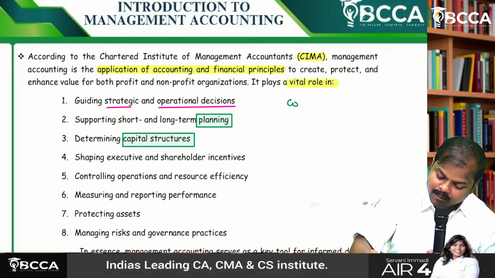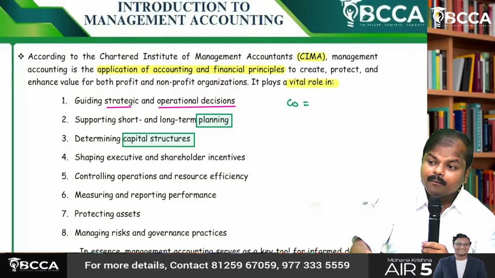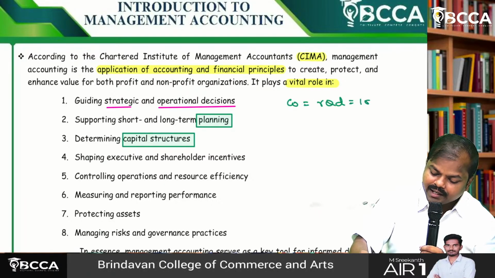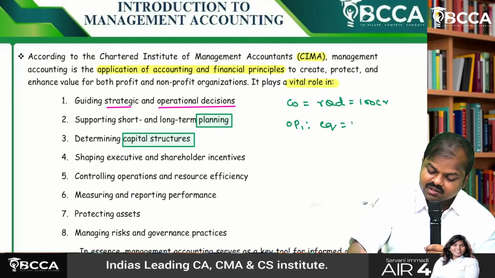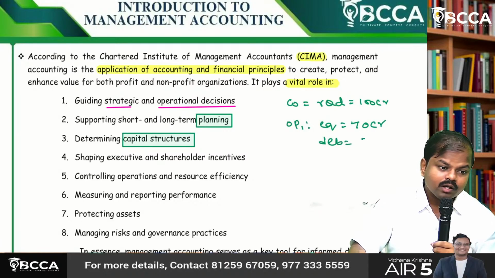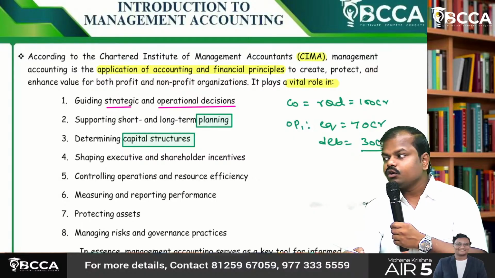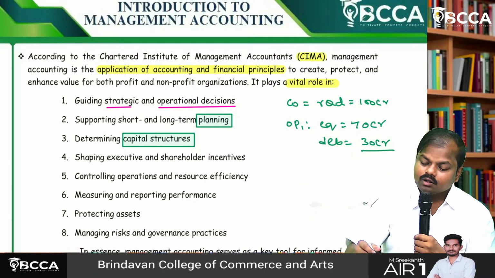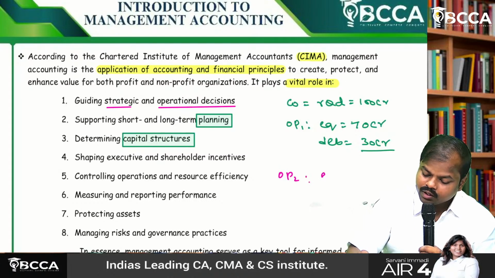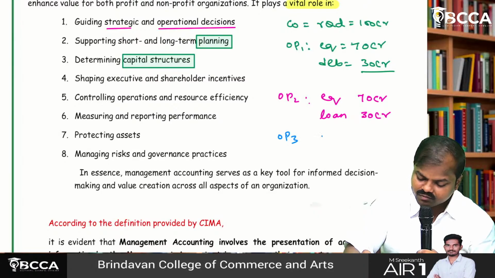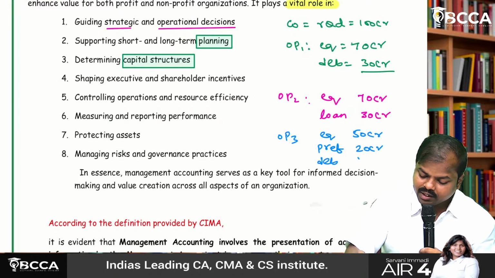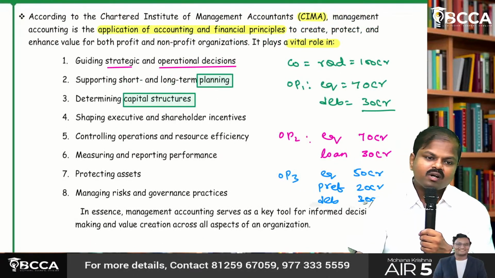See, the company has an emergency fund or the company requires 100 crores. Option 1: I'm issuing equity shares worth 70 crore and debentures of 30 crore, total 100 crores. Next, option 2: equity 70 crores, loan 30 crores. Option 3: equity 50 crore, preference 20 crore, debenture 30 crore. Which option is better, option 1, option 2, or option 3?